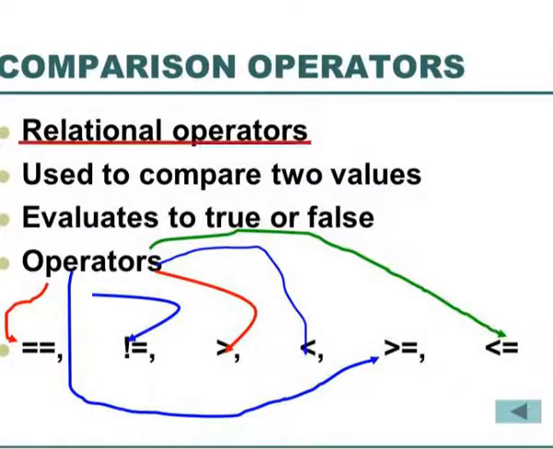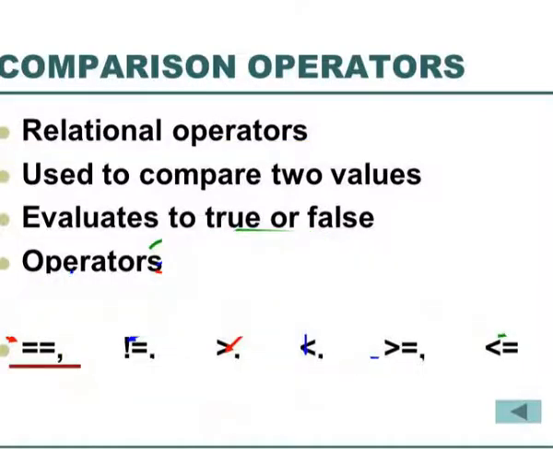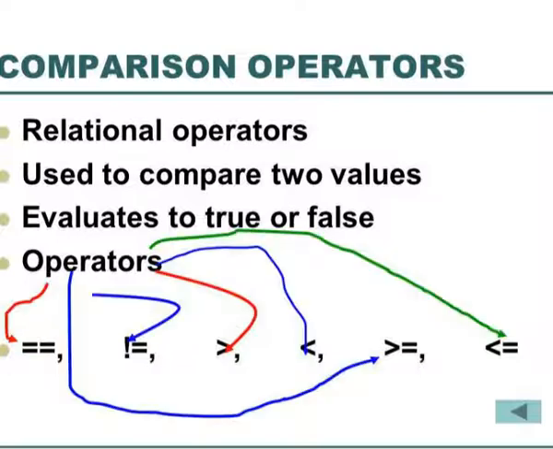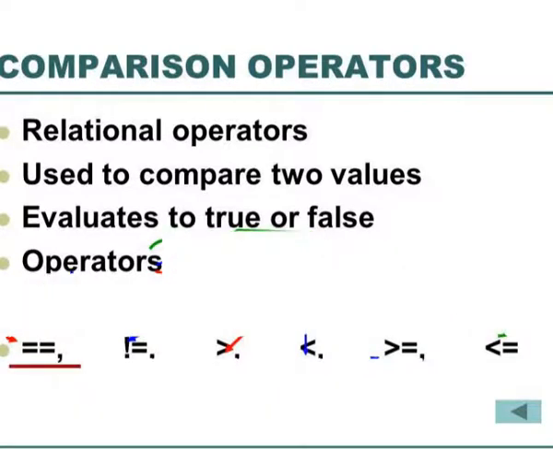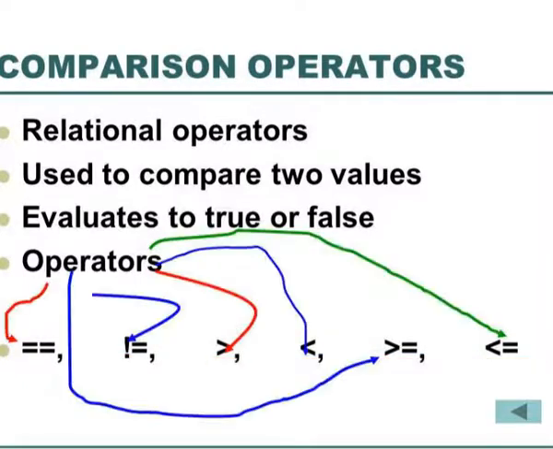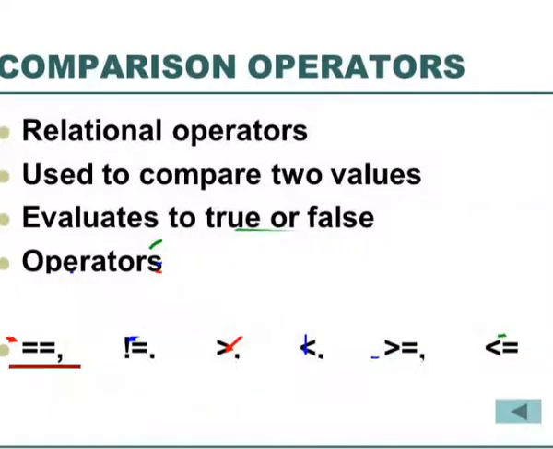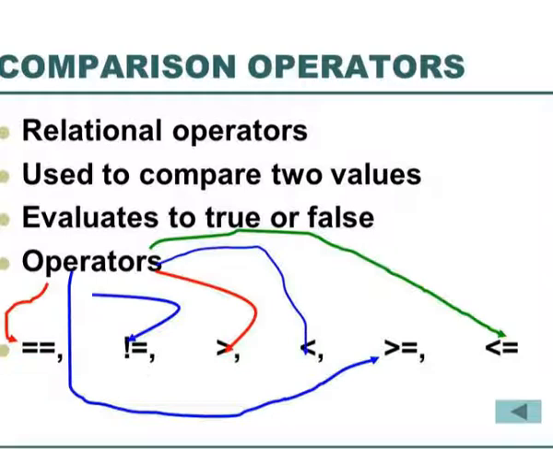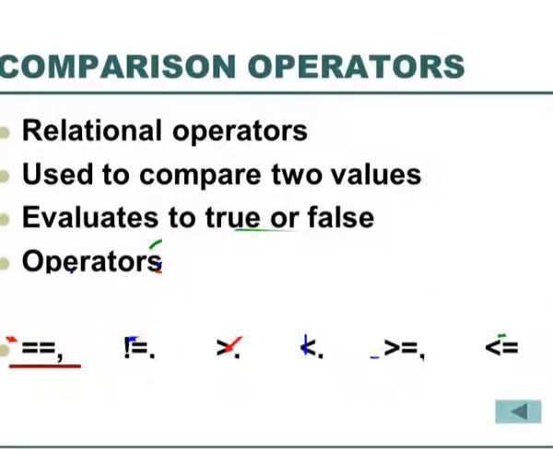Comparison operators are also called relational operators. They are used to compare two values. They have only one output, either true or false. The operators that are available are is equal to, which checks whether two values are the same. Not equal to checks whether both the values are not identical. You have greater than, less than, greater than or equal to and less than or equal to. So, on both sides you either have two values or you can have two expressions, but the output will be either 0 or 1.